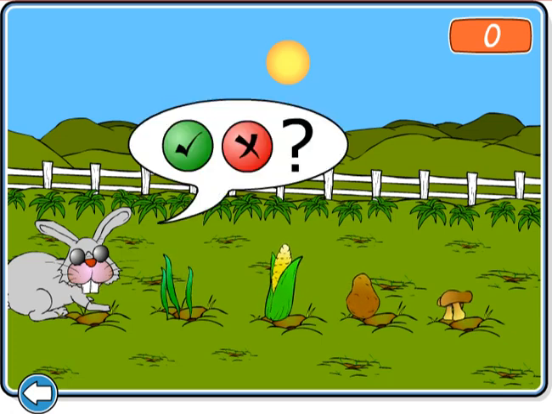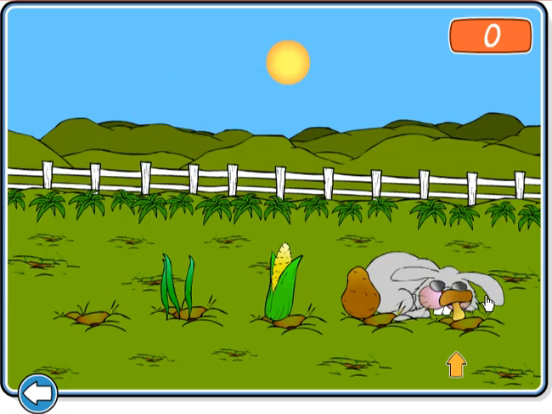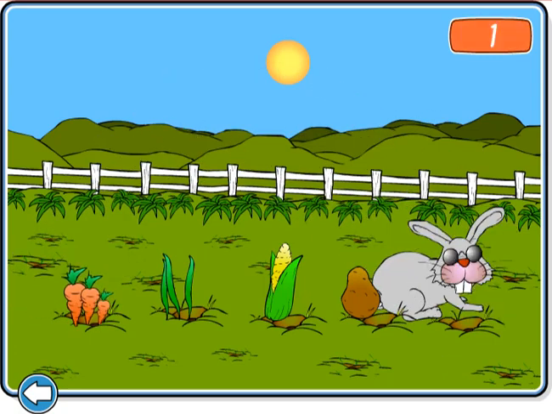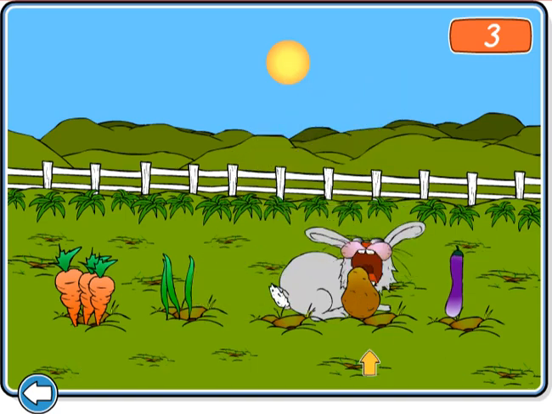Are there any mushrooms? Yes, there are. There are some mushrooms. Are there any peas? No, there are not. There aren't any peas. Is there any corn? Yes, there is. There is 1 ear of corn. Are there any potatoes? Yes, there is. There is 1 potato.